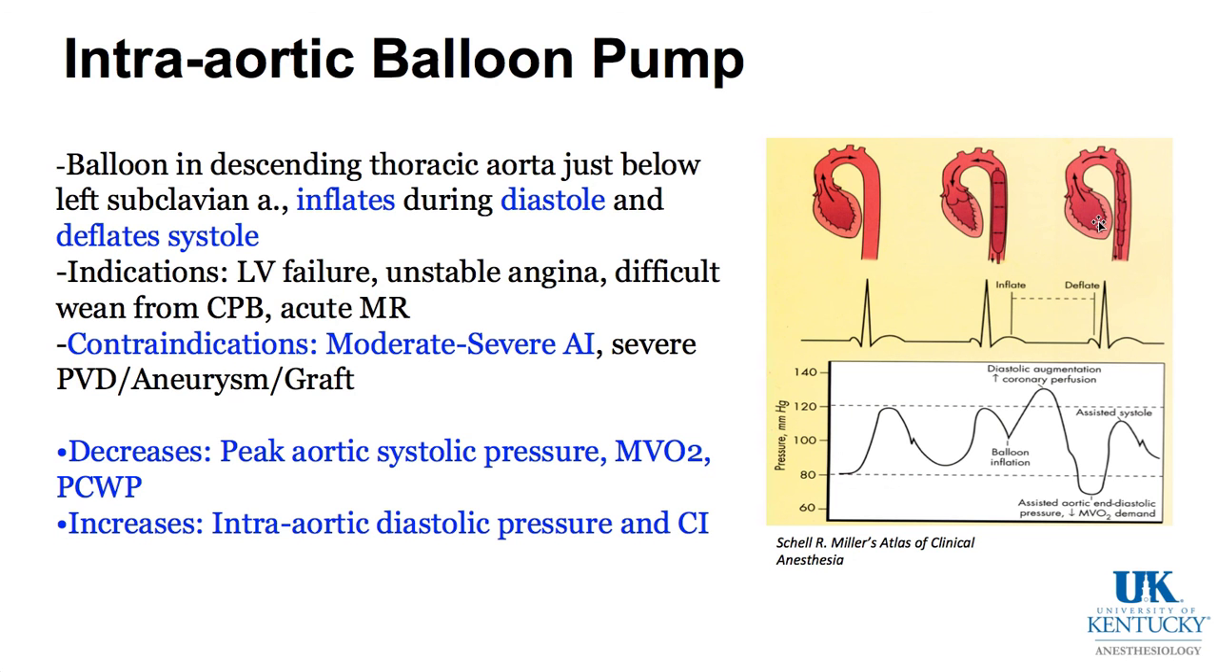There are some contraindications. One, it inflates during diastole, increasing the pressure in the ascending aorta and down the coronaries. If someone has aortic insufficiency that's moderate to severe, blood will go back through that aortic valve with inflation and dilate the left ventricle and worsen failure. So AI, moderate to severe, is a contraindication to intra-aortic balloon pump.